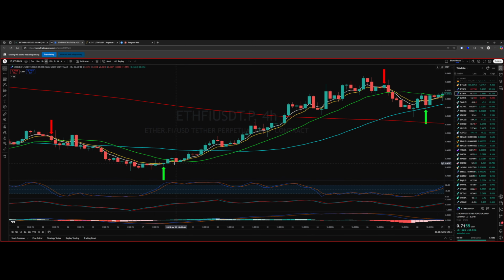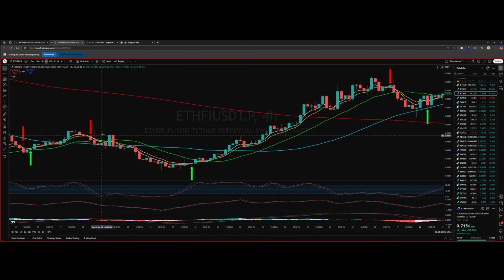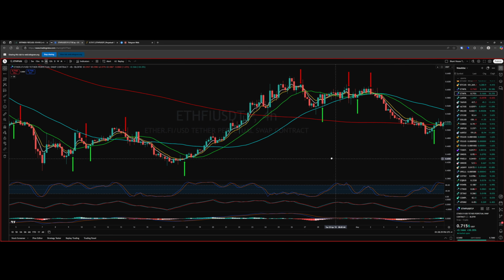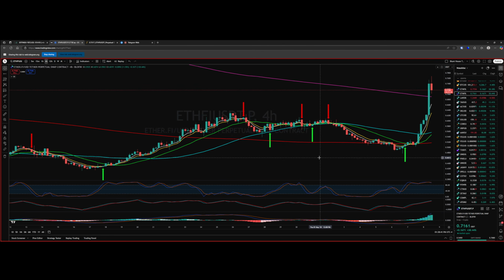Like, this is a 4-hour chart, but it's pretty hard to get stopped out when you have the right entry. So, and this thing's up 30%. Probably down 100 for the year, but it's up 30 today, so I don't know.